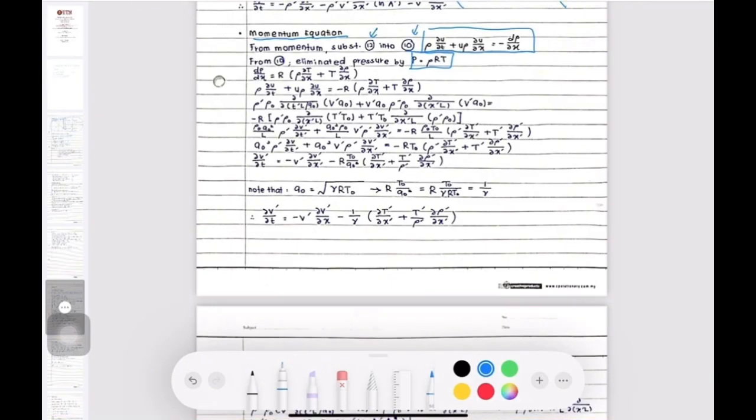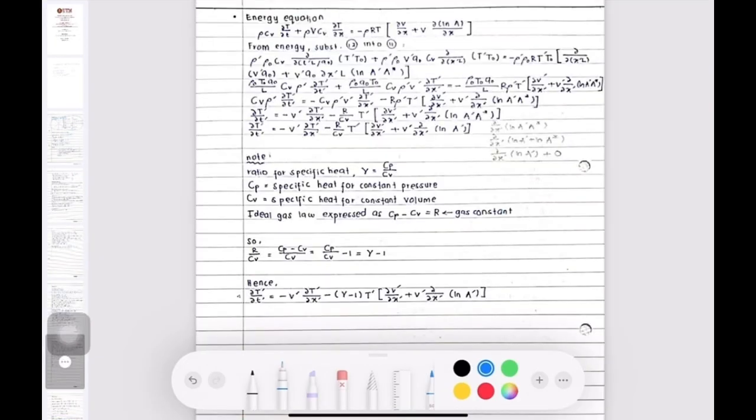Then we will get the momentum equation here. Okay, last for question B is the energy equation. So for energy, we need to substitute equation 12 into equation 11, and we will get this.